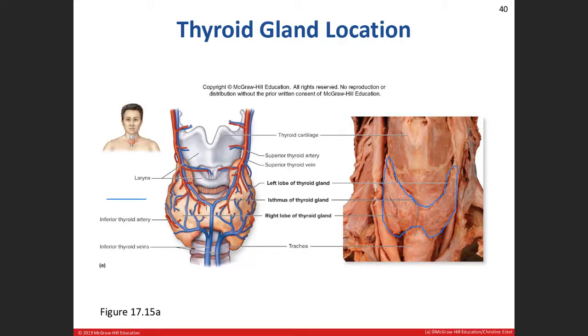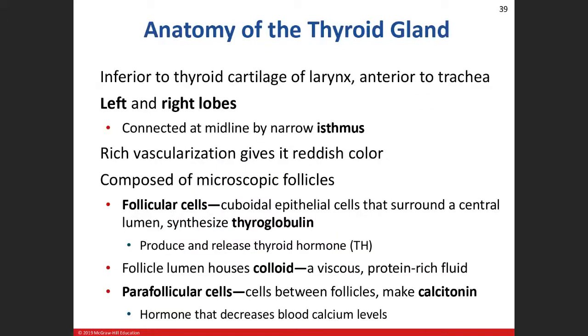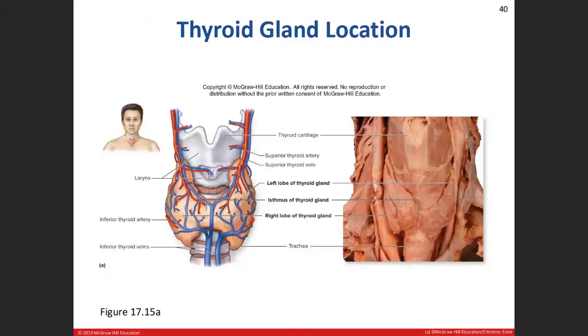You can see it a little bit better over here, okay? Located right below, or inferior to, the thyroid cartilage. It has two lobes, the right and the left, and they're connected in the center by the isthmus. And as you saw here, look at all these blood vessels. So it's highly vascularized. Makes sense, right?